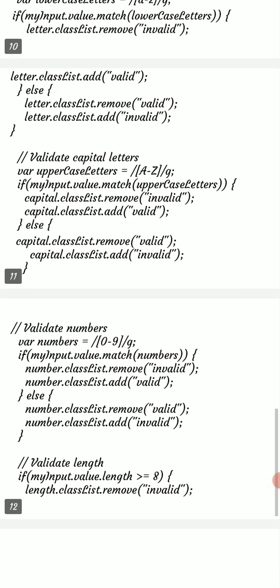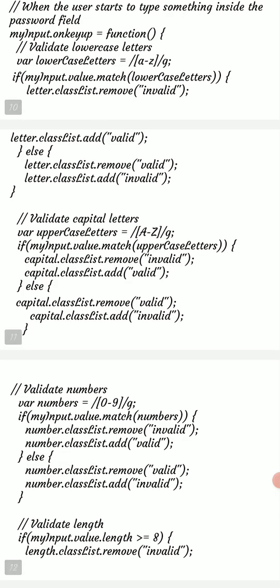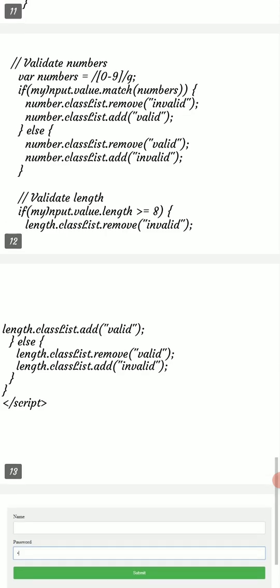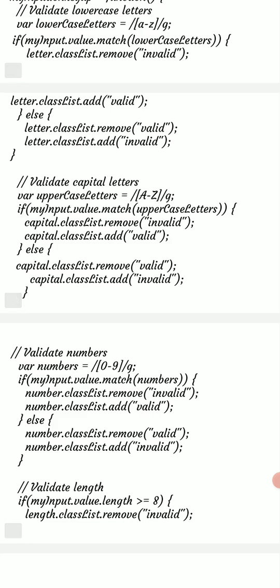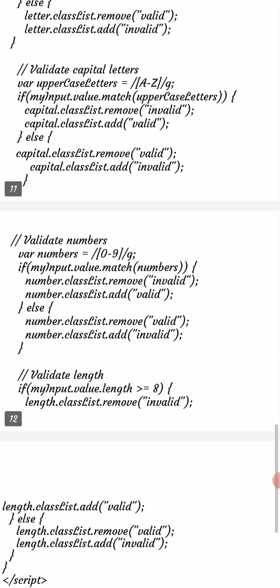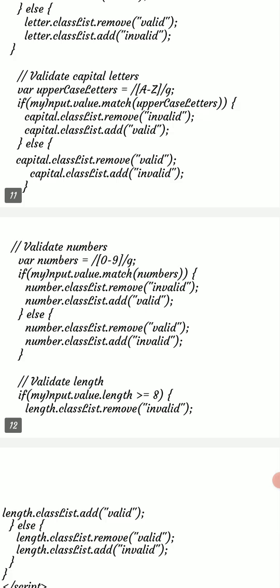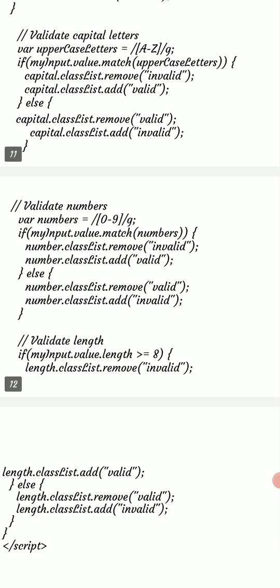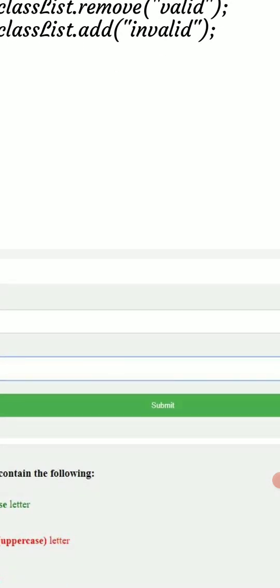Suppose any one of the conditions is not satisfied, it will give invalid. So that's the condition: if any one of the conditions is not satisfied, it prints invalid, and if all the conditions are satisfied, it's valid. Also it will show which conditions you have given and which conditions are missed out. That is also shown in this, right?